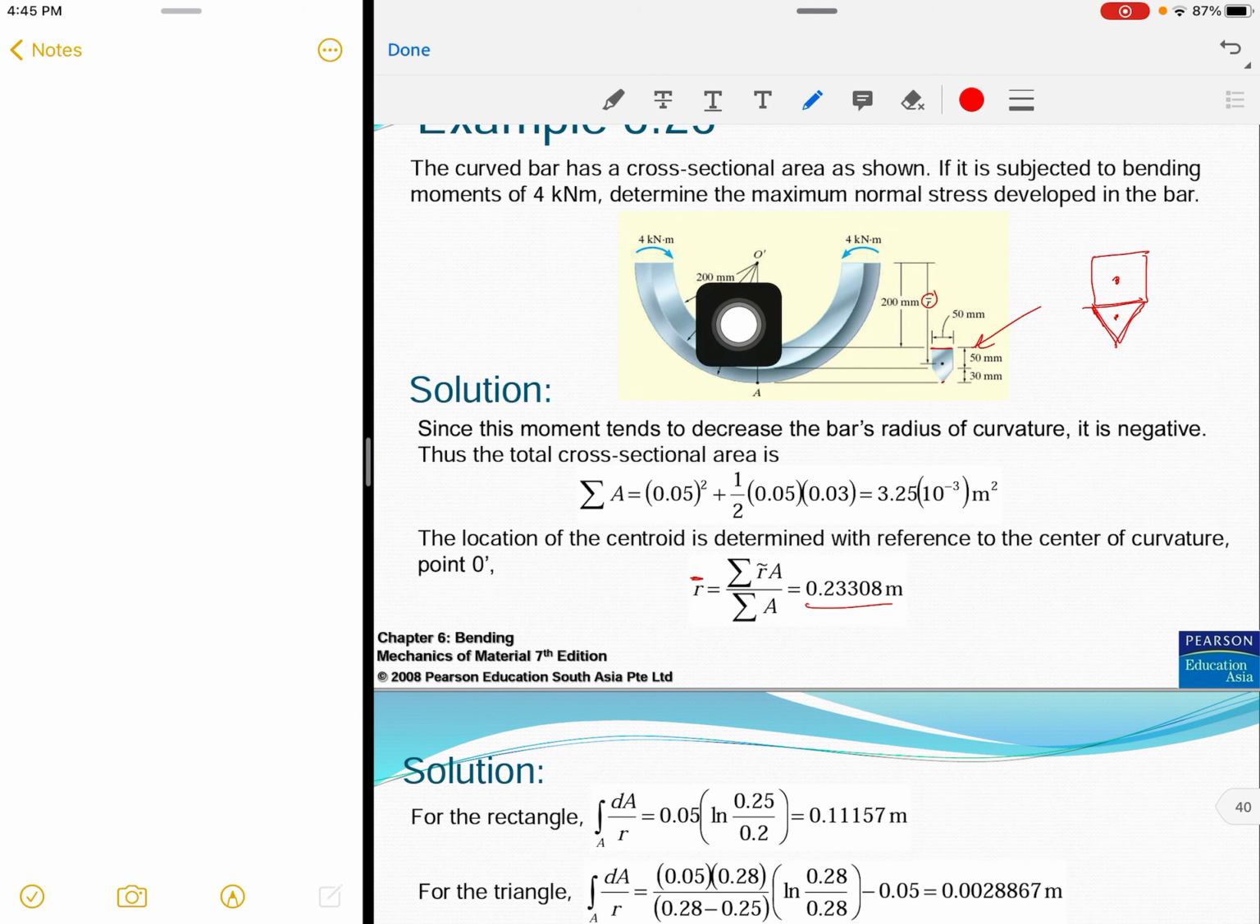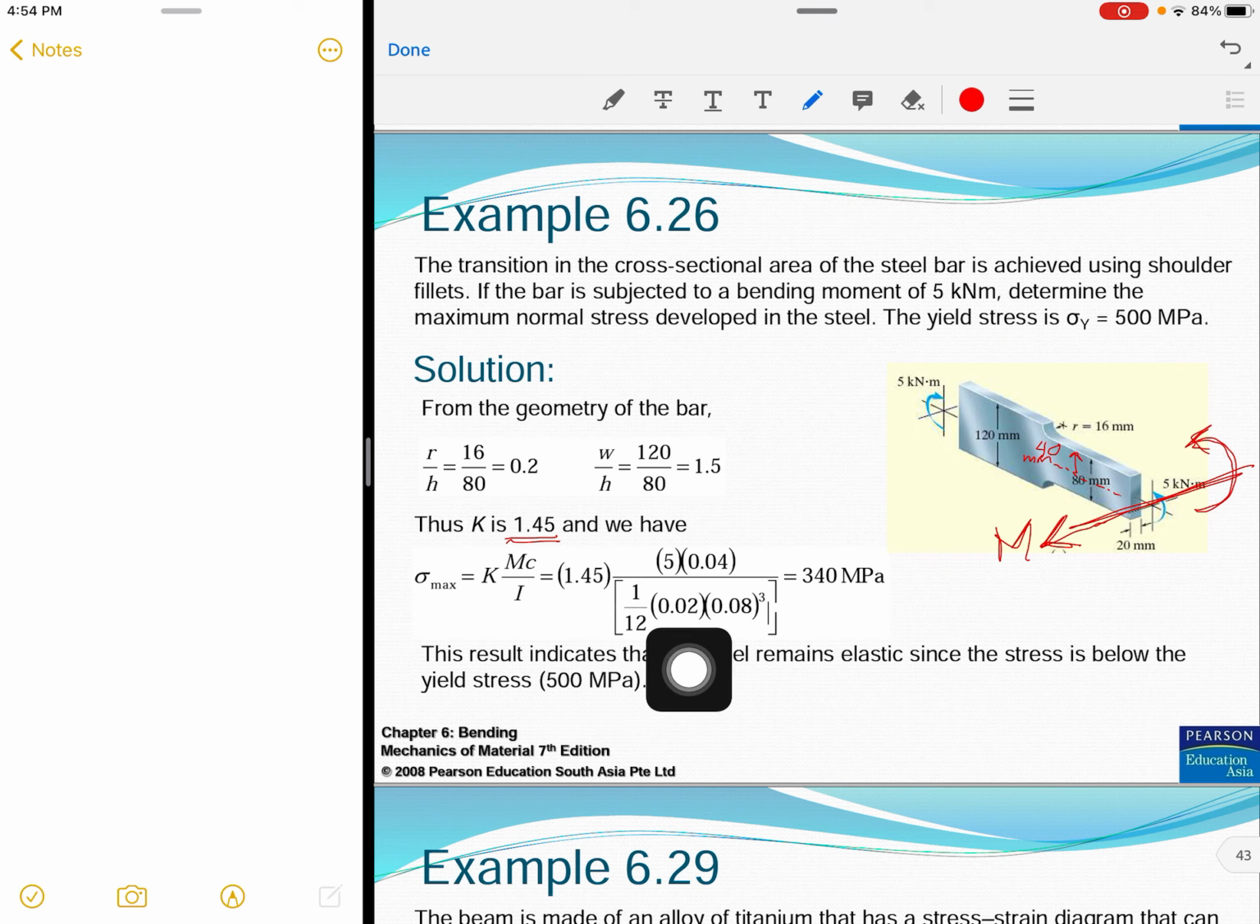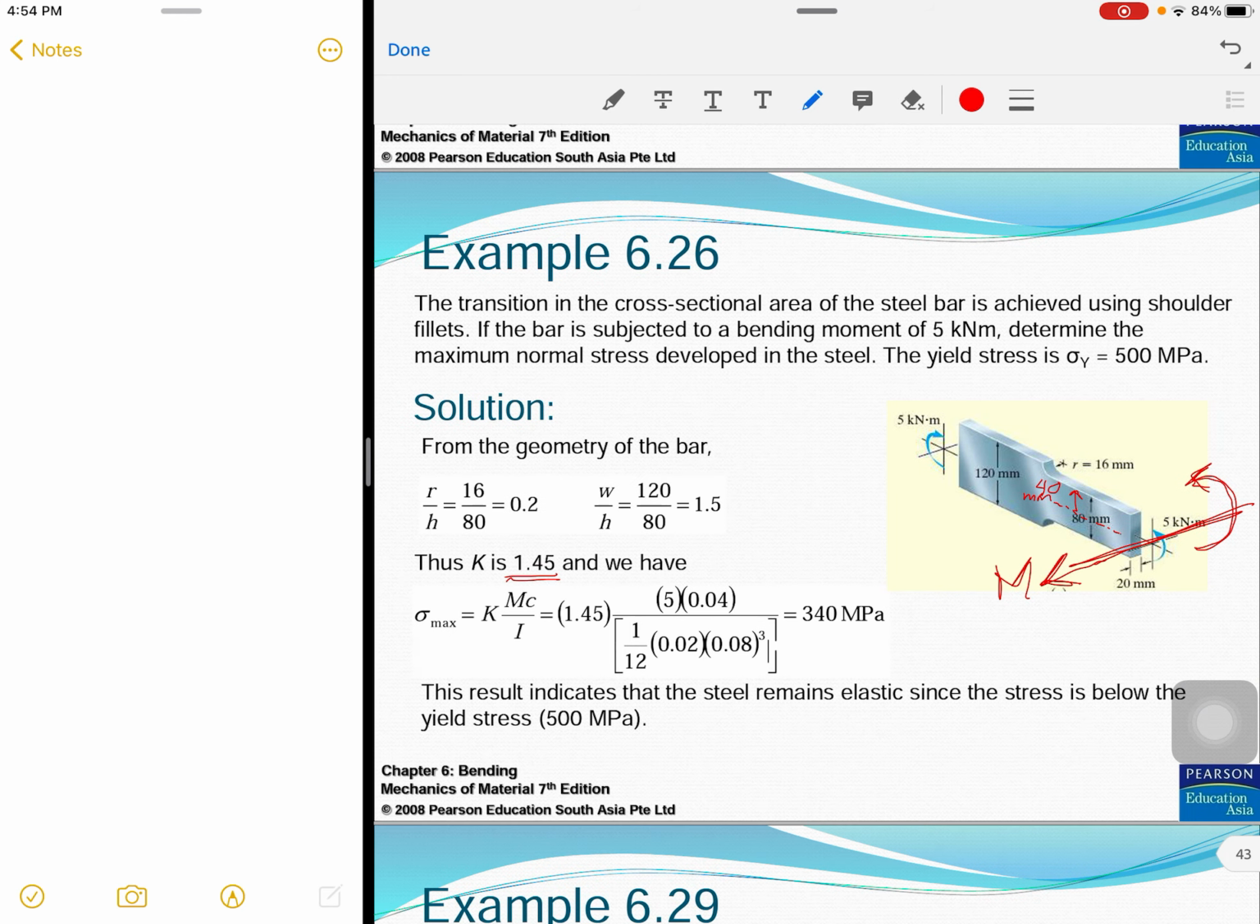And then I is the moment of inertia, 1/12 times 0.02 times 0.08 to the power of 3. This is the cross-section area. 0.08 is used because it is perpendicular to the axis of bending. So finally we get the answer, which is 340 megapascal. This result indicates that the steel remains elastic since the stress is below the yield stress. Given the yield stress, the component is still in elastic deformation. Alright, so we finish with this example.